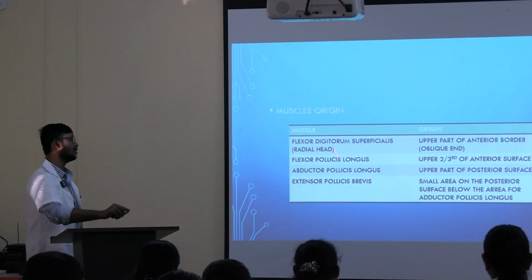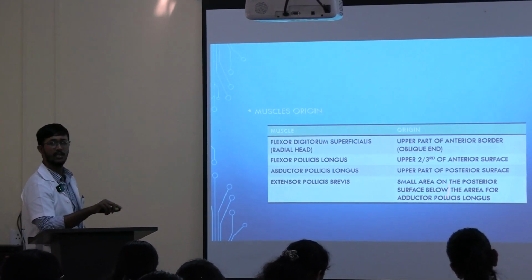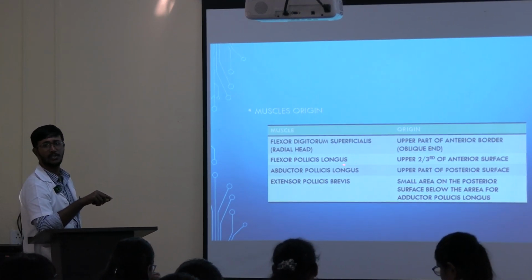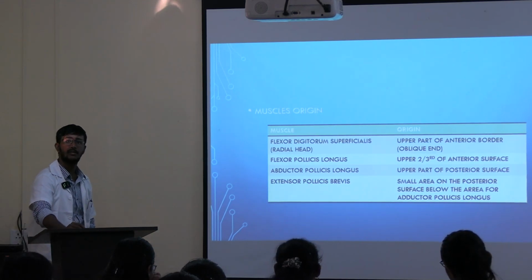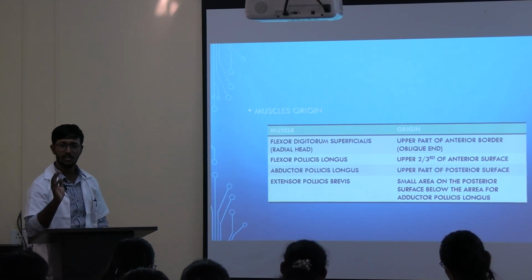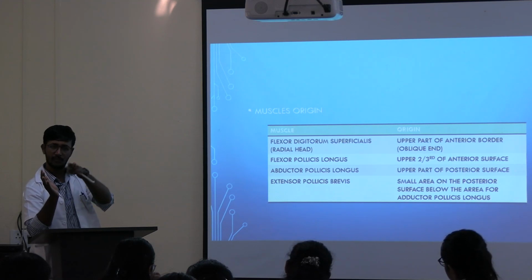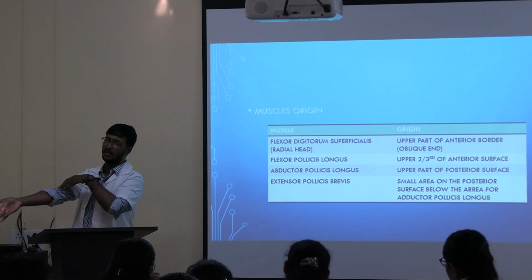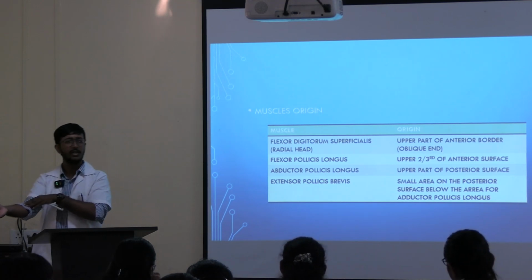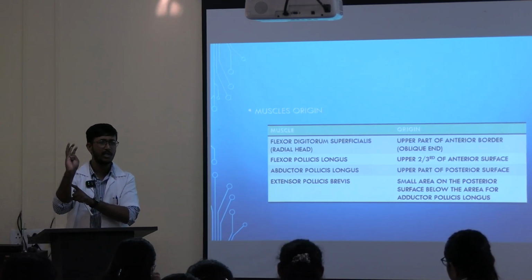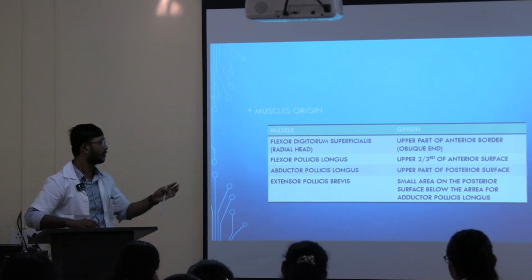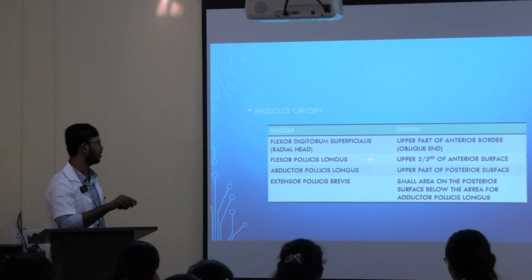See, these four muscles have their origin from the radius. Flexor digitorum superficialis. Why is it named flexor digitorum superficialis? Digitorum because it gives its tendon to the digits, and flexor because it is present in the flexor region. Superficialis because in the arm we have superficial and deep muscles. So the superficial muscle is known as the flexor digitorum superficialis.